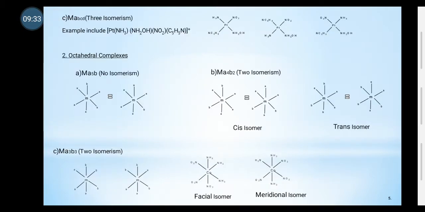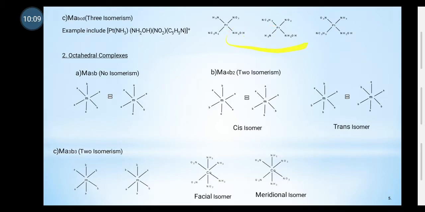Talking about the other one, we have MABCD. We have 3 isomers for this. I stated an example with platinum as the central metal ion. We will notice the changes in the three. Here we have NC5H5. Over here we will notice that the NC5H5 migrated here. We will notice other differences again.